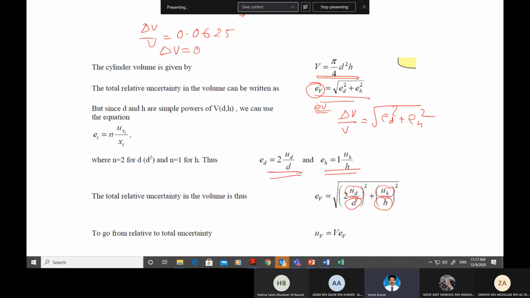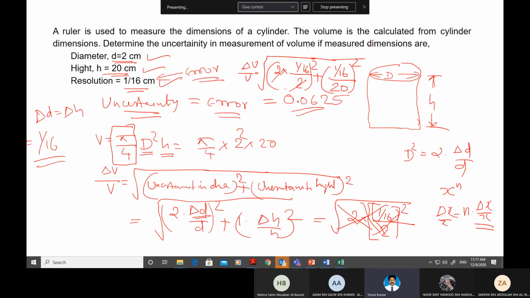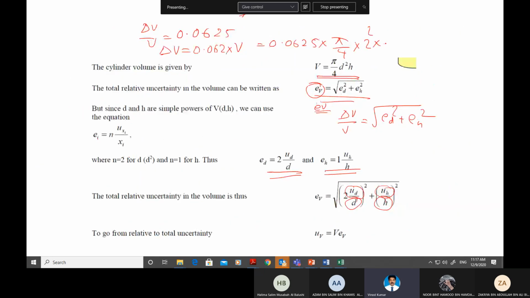Delta V, the volume error, is equal to 0.0625 times the volume. How to get the volume? 0.0625 times pi over 4 d squared times h. H is 20. Then you will get the change in volume from here. Clear? So if you calculate this, V is the volume. You know how to get the volume: pi over 4 d squared h.